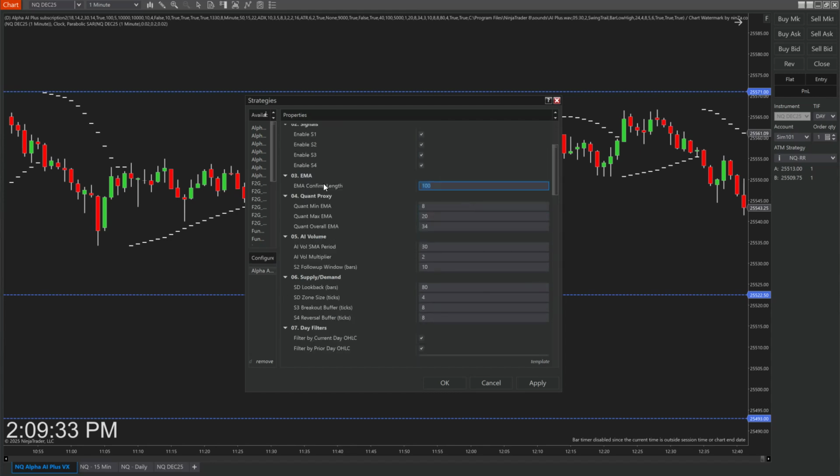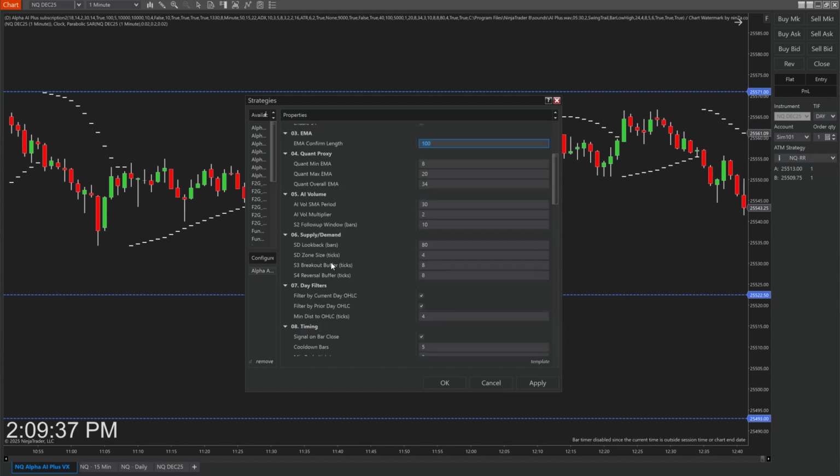And then we have the quant proxy, the AI volume and the supply and demand. These are the 3 settings we're using for our old system, the manual one we used to trade. So I would suggest do not mess with this. It's going to be different, but you can try different stuff, just do not mess with this. So this is the minimum EMA for the breakout when you break out from supply and demand. This is the maximum, this one overall.